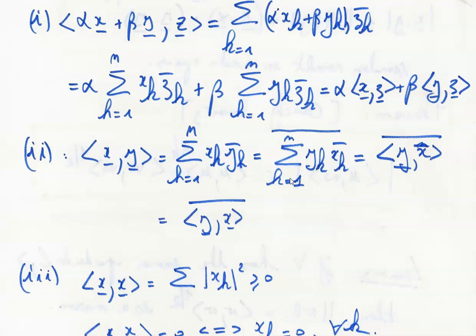If you apply the complex conjugate two times, you get back the original, and also the complex conjugate of the product of two numbers is the product of the complex conjugates of the numbers. And this is nothing more than the complex conjugate of what? What is that sum? That sum is nothing more than the inner product between y and x. So we just showed that the inner product between x and y is the complex conjugate of the inner product between y and x.